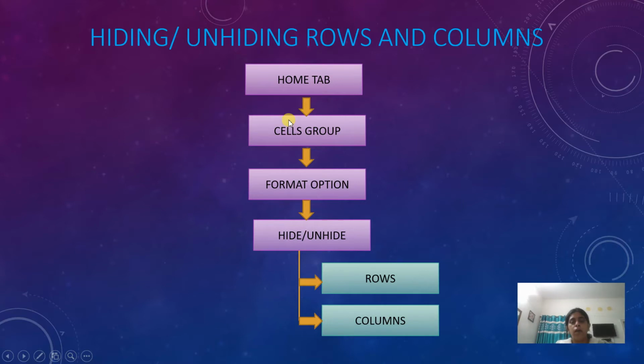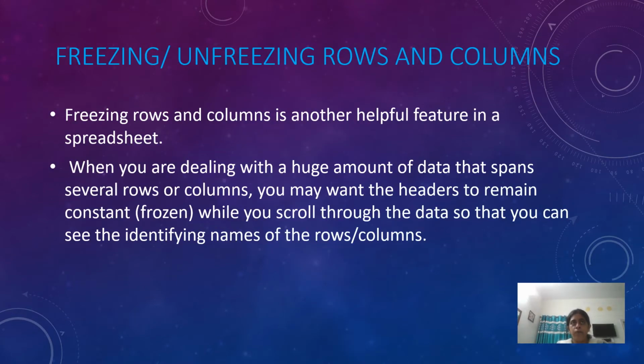So I repeat, under the Home tab, we have the Cells group. Under the Cells group, we have the Format drop down. Inside the Format drop down, we have the Hide and Unhide option. So hide and unhide means what? It is just hidden from display. Later on, if I want, I can get it back. Now, before practically showing this, I will explain to you what is freezing and unfreezing of rows and columns.